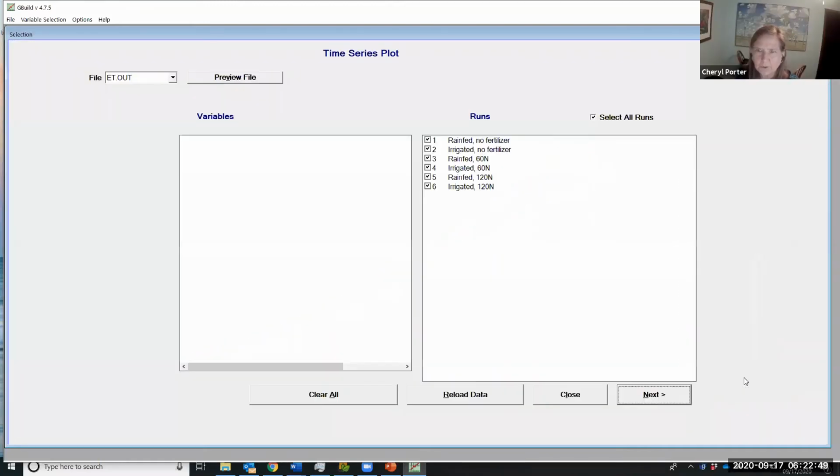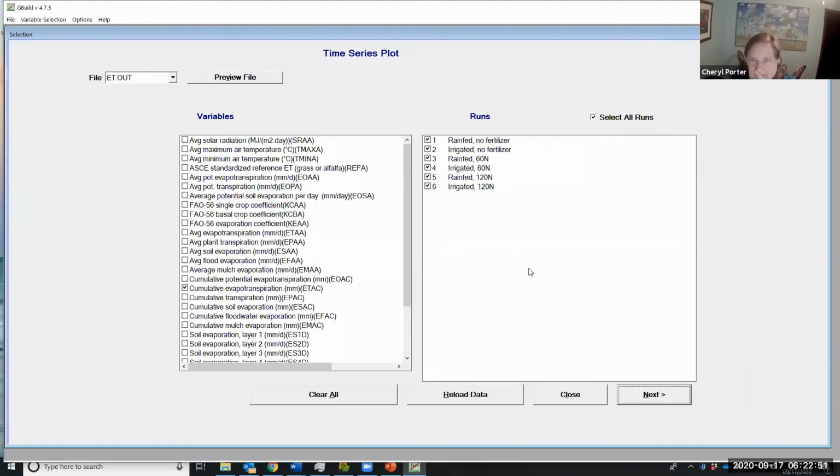So I'm going to look now at, let's just look at the irrigated high nitrogen.